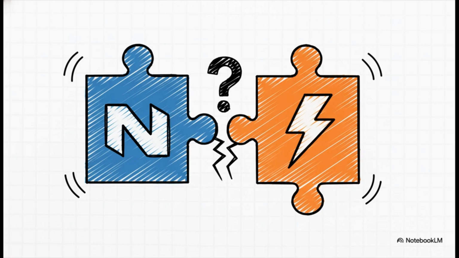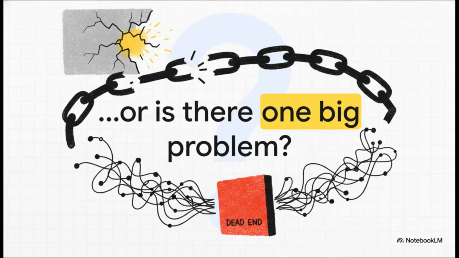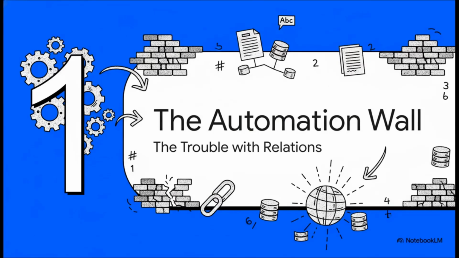But what if I told you that this seemingly perfect relationship had a huge, really frustrating flaw hiding just beneath the surface? I'm talking about a problem that literally stopped power users dead in their tracks for years. It put this hard ceiling on what you could actually do, preventing us all from building the truly seamless automations we've always dreamed of. So what was this big problem? It all boils down to one single thing: the relation property in Notion.